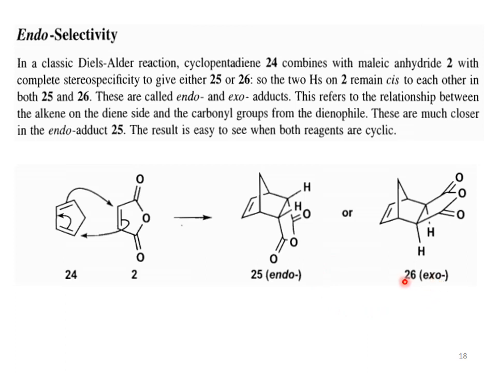See in product 26, this is the sp3 bridged carbon from the diene side, and these carbonyl groups are pointed upward. So the bridge is pointed upward. The bridge will always be pointed upward, and these groups of the dienophile are also pointed upward. So when the bridge and the groups of the dienophile are pointed upwards, then this product will be called the exo product.